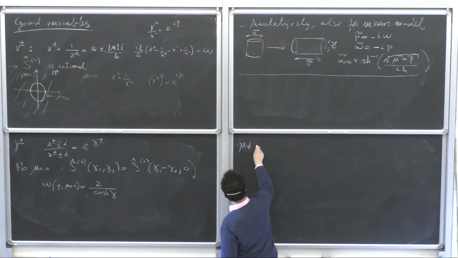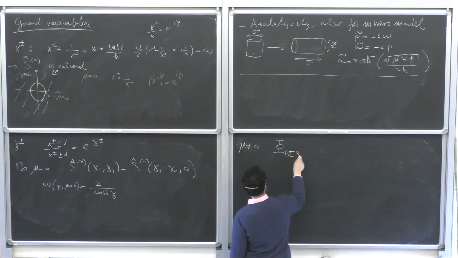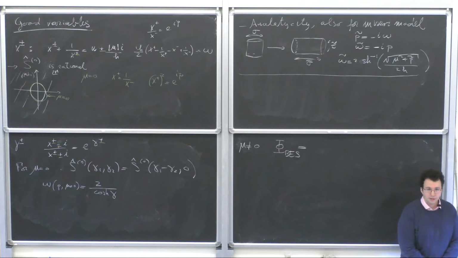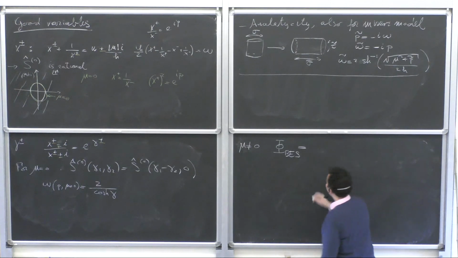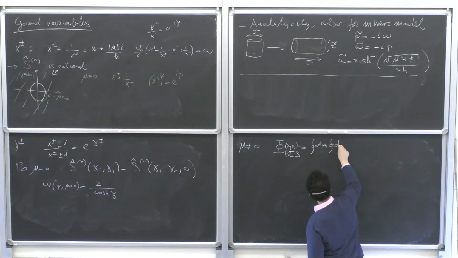So for mu different from 0, the very natural ingredient is the so-called famous Beisert-Eden-Staudacher, BES phase, which is given on the x-plane as a double integral. I don't want to be super precise with all the bells and whistles, but I want at least to write this. This integral is on the unit circle.